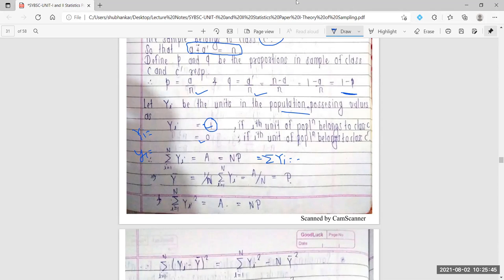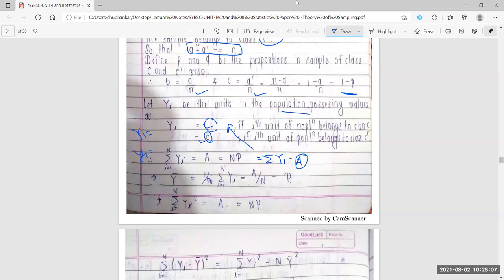Okay, what does number of ones mean? You cannot add 0. Okay, so summation yi means you can add only 1s. Here 1 means the ith unit belonging to the population, and that is equal to a.